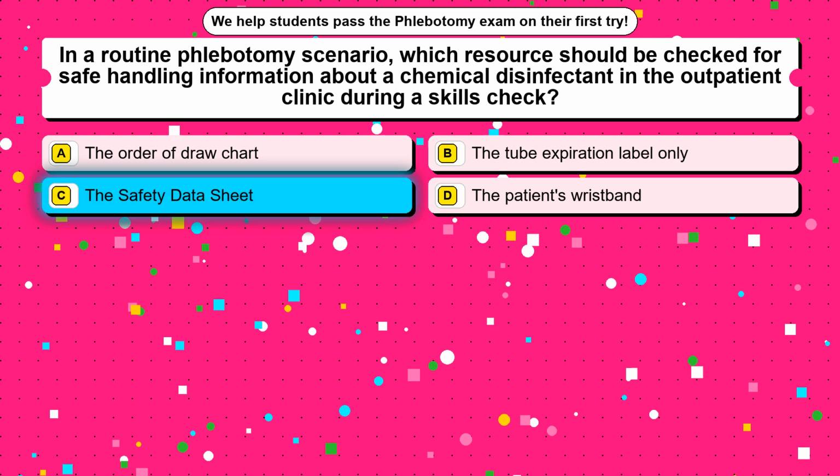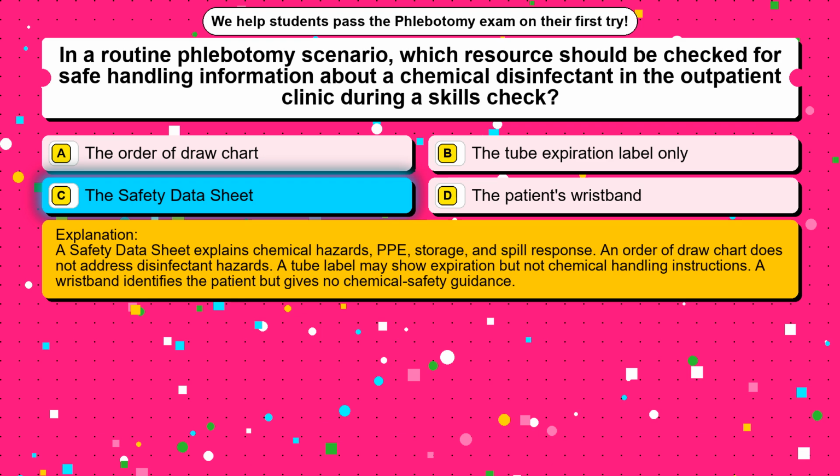The correct answer is option C. The safety data sheet. A safety data sheet explains chemical hazards, PPE, storage, and spill response. An order of draw chart does not address disinfectant hazards. A tube label may show expiration but not chemical handling instructions. A wristband identifies the patient but gives no chemical safety guidance.